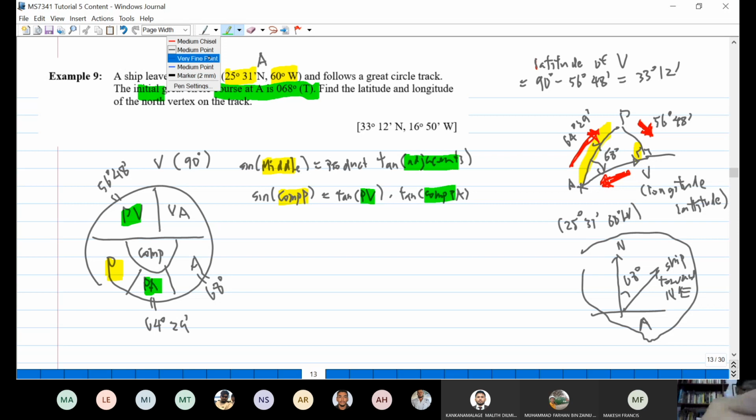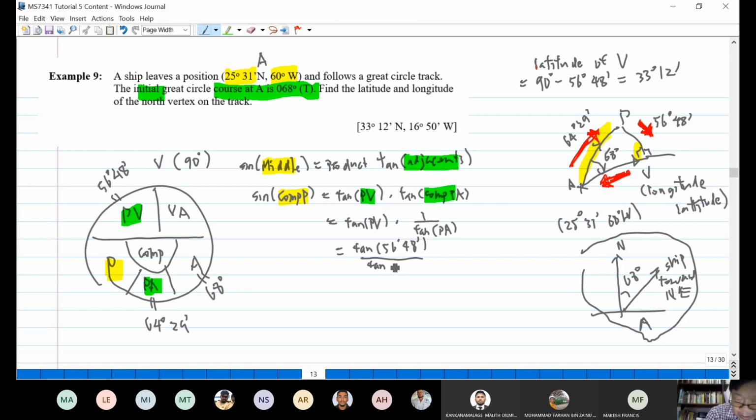So now let's simplify this. Tangent PB is still tangent PB, but tangent co-PA, if you did the exercise already, you know tangent co-PA is 1 over tangent PA. So this is tangent of PB, which is 56 degrees 48 minutes, over tangent of PA, which is 64 degrees 29 minutes. Now how about sine of co-P? Sine of co-P is the same as cosine of P.